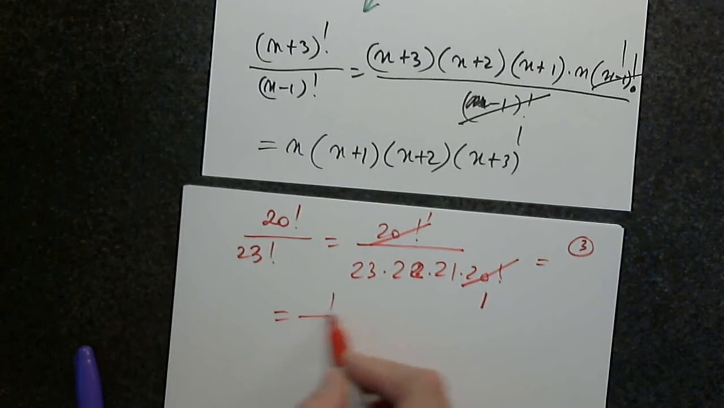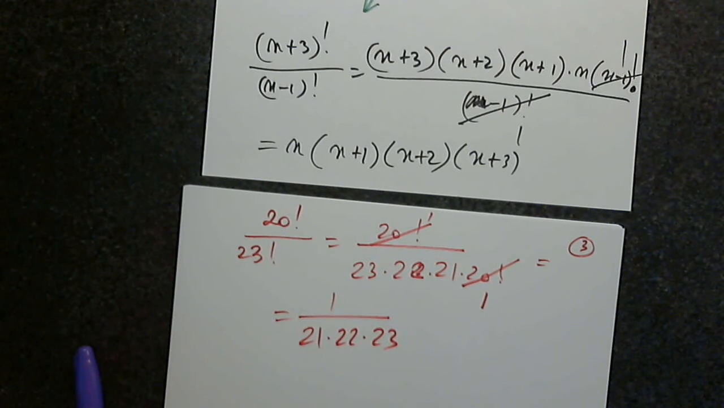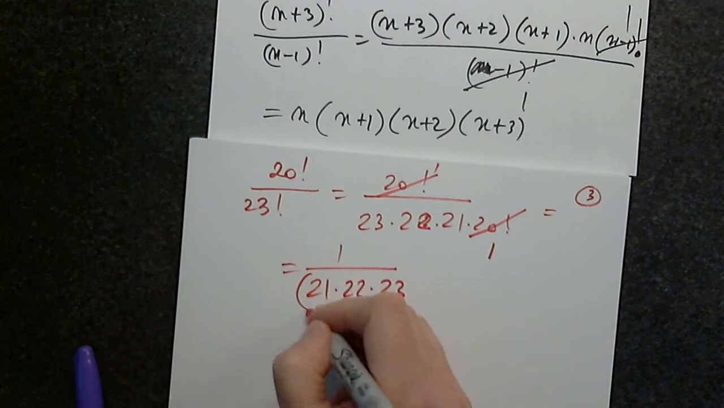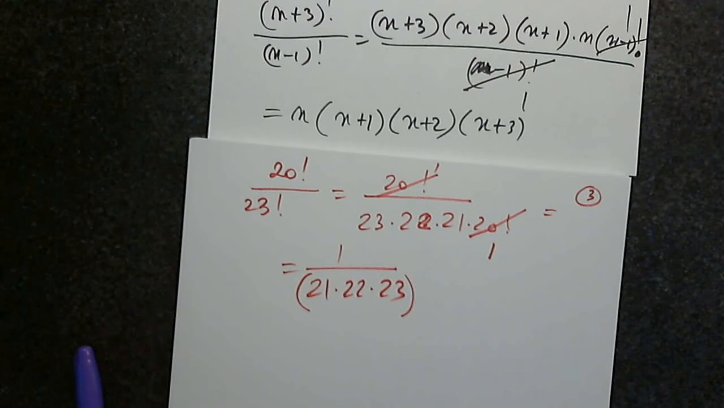And yes, I will have to use a calculator on this. 21 times 22 times 23. If you do not put parentheses around the denominator, you will not get the correct answer. So let's put it in the graphing calculator and see what we get.